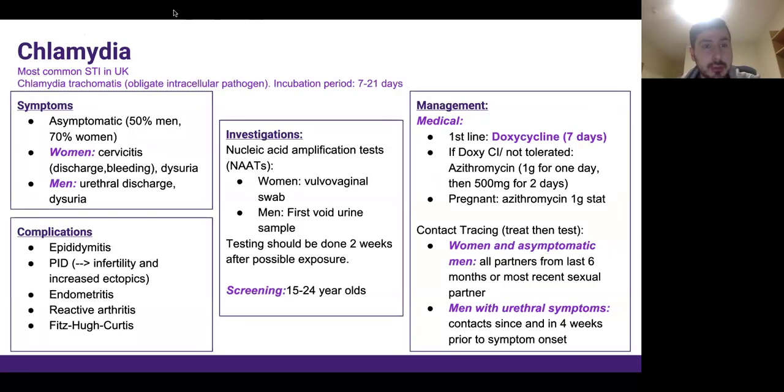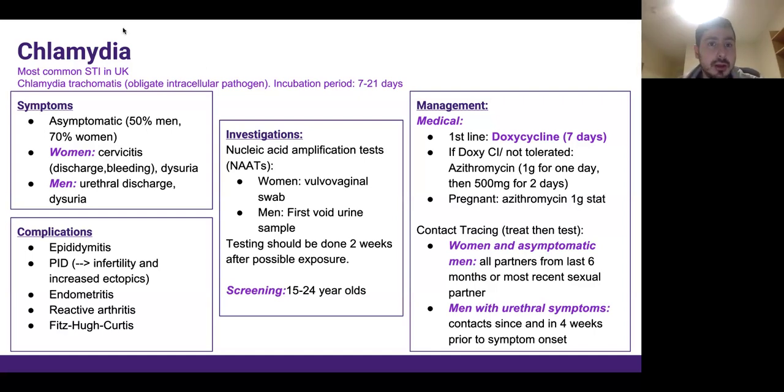So chlamydia is the most common STI in the UK. In most people, it's asymptomatic, but if it does have symptoms, it'll be for women, discharge, bleeding, pain when urinating, and for men, discharge coming from the urethra and also pain in urinating. The complications of chlamydia include epididymitis, which we've already discussed. In women, it can ascend and cause pelvic inflammatory disease and also endometritis.